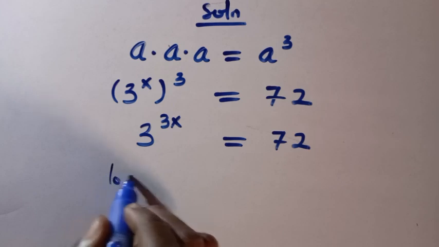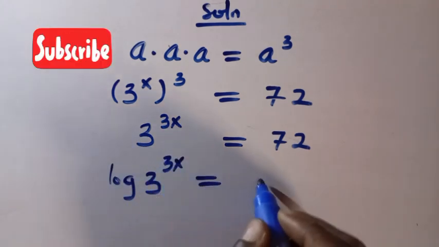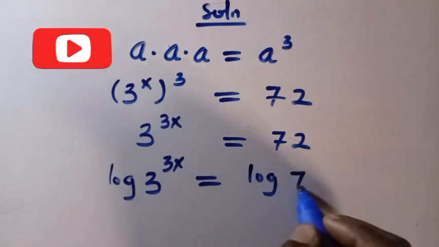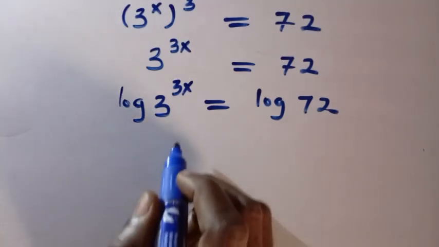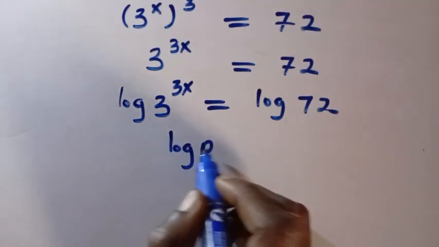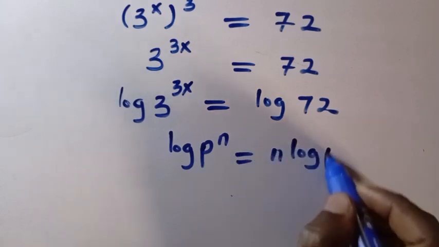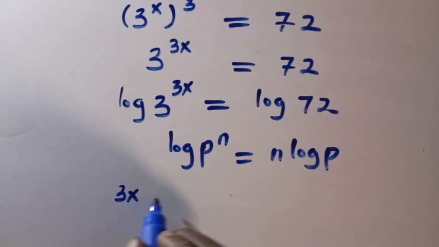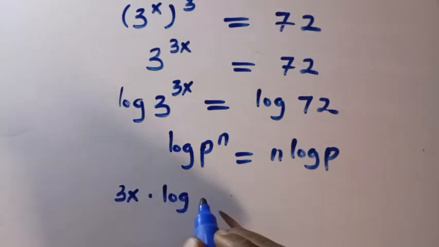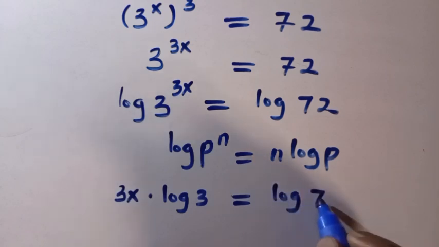We have log 3^(3x) equals log 72. And from here, suppose we have log p^n, this equals n log p. So we apply this rule here. Then this becomes 3x multiplied by log 3 equals log 72.